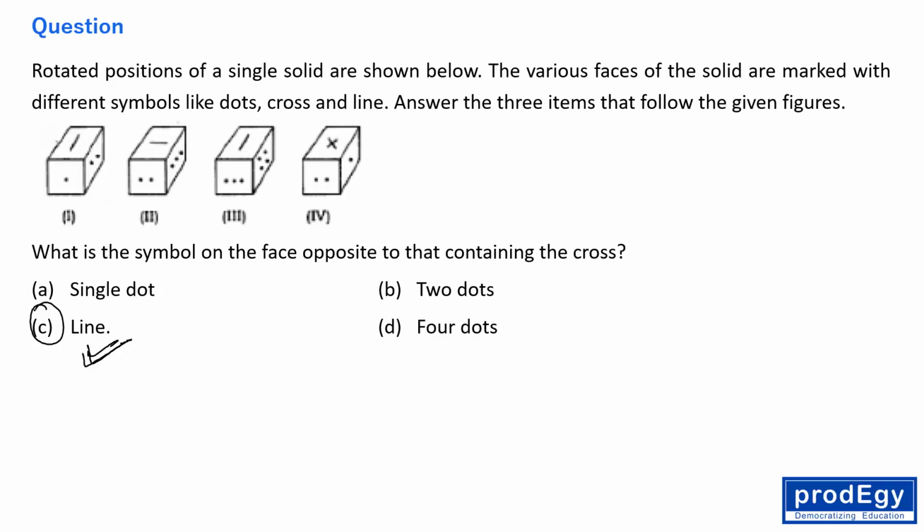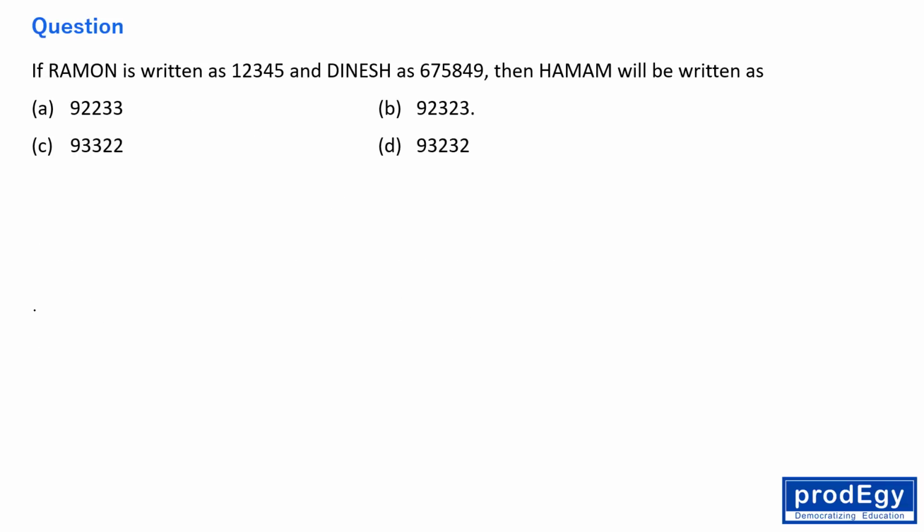Now come to the next question. This question belongs to coding and decoding, right? The question says Raman is coded as 1, 2, 3, 4, 5. Dinesh is coded as 6, 7, 5, 8, 4, 9. Then Hamam is coded as what? HAM, AM, right?